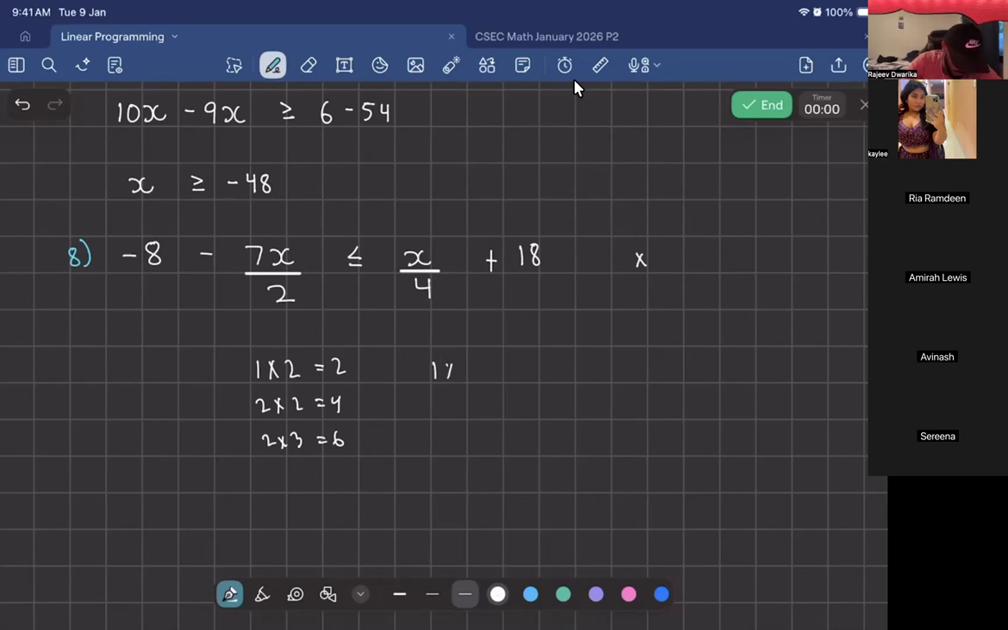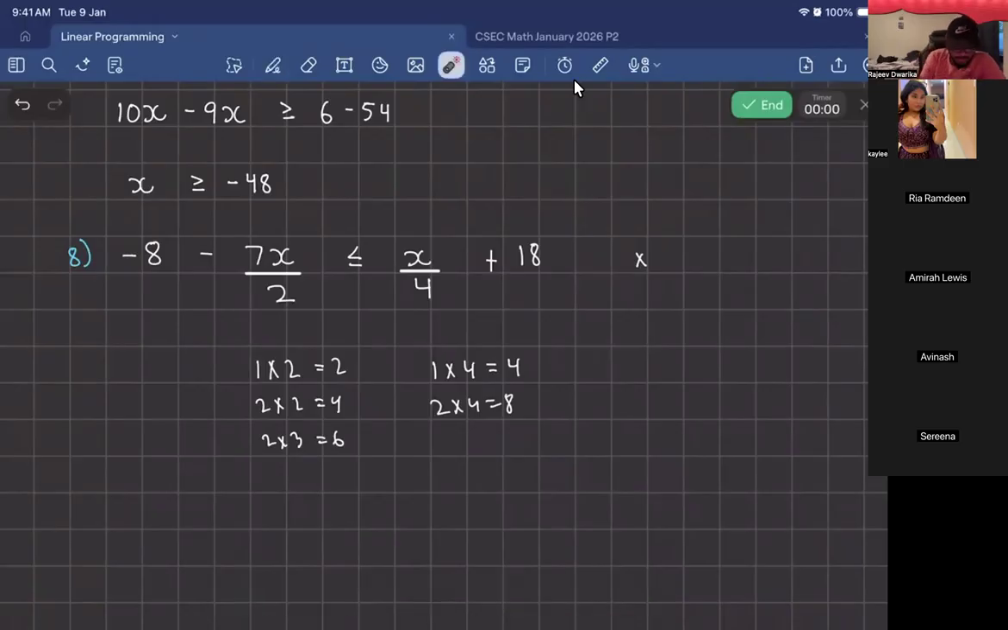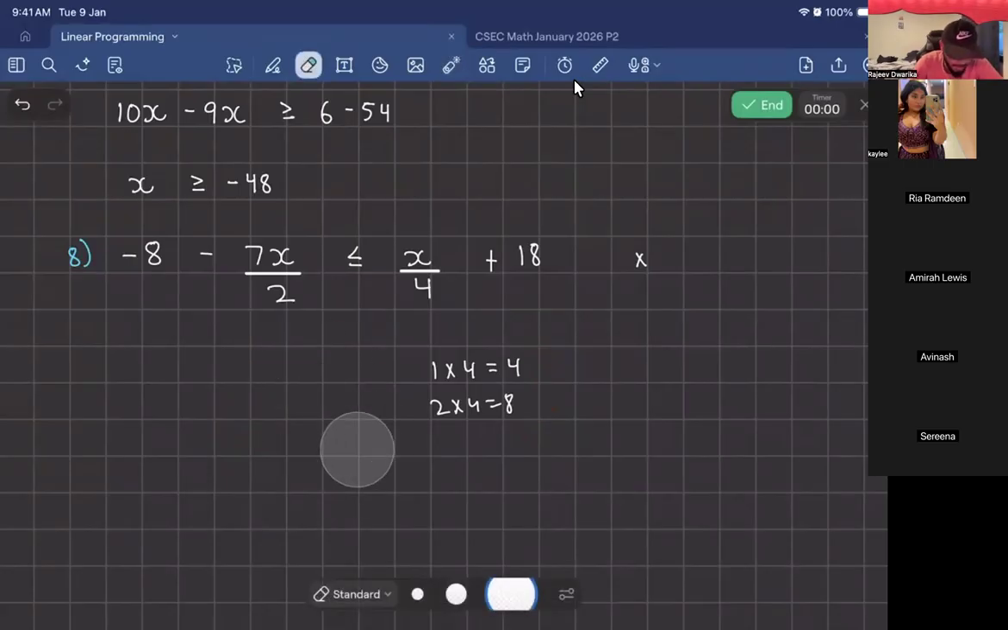1 by 4 is 4. 2 by 4 is 8. All right, good. That's fine, right? So look at the multiples of this and look at the multiples of this. Do they have any in common? Yes, 4. And that's the lowest one because that's the one we see first, right? So the lowest common multiple is 4.